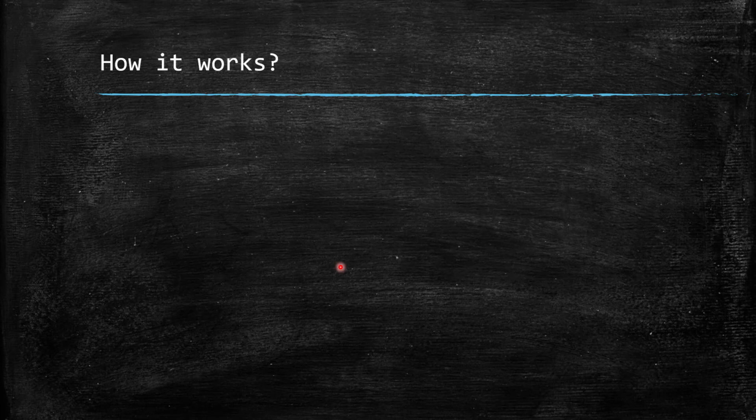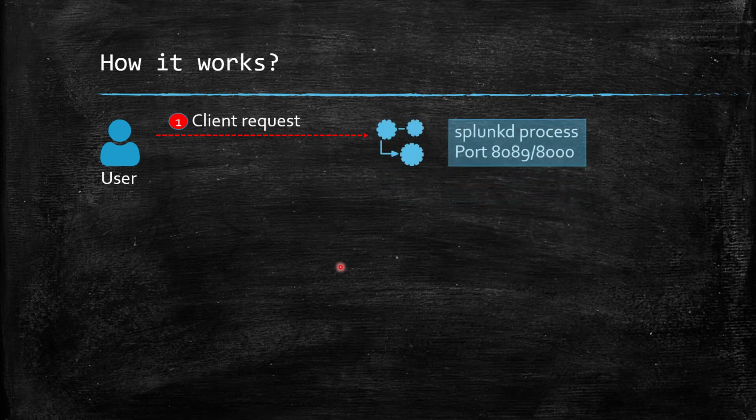Now how it works, this is important to understand. Let's say an end user is consuming this particular REST endpoint. It sends a request to Splunk. This is a client request. Basically the main process is Splunkd, which handles all these requests. That's the primary handler.